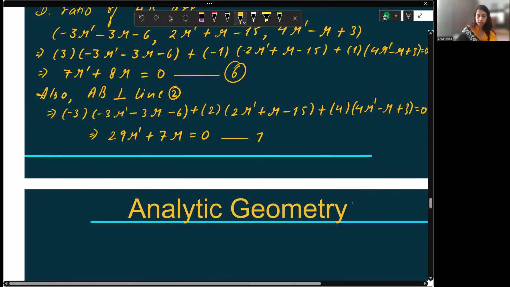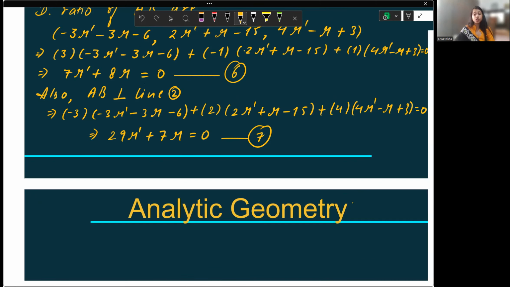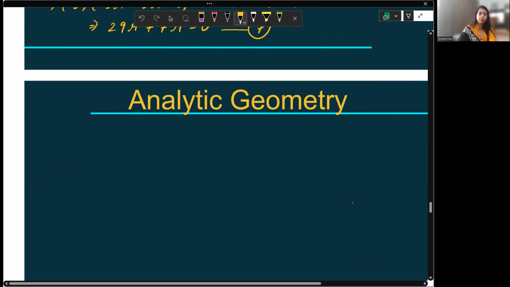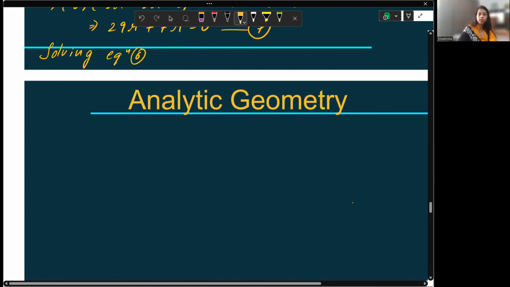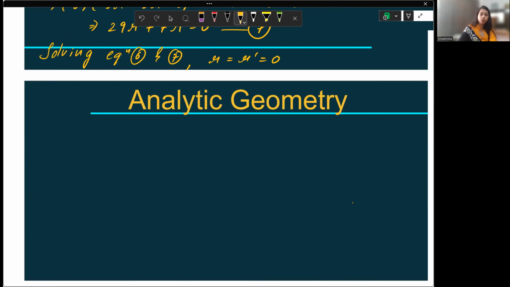So this is 6 and 7. Solving these 6 and 7, what will I get? I'll get the coordinates of A and B. Solving equations 6 and 7, r equals r' equals 0. Therefore, what is A? A is (3, 8, 3) and B is (-3, -7, 6).